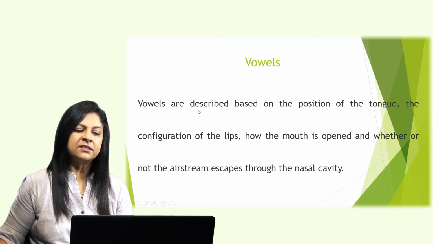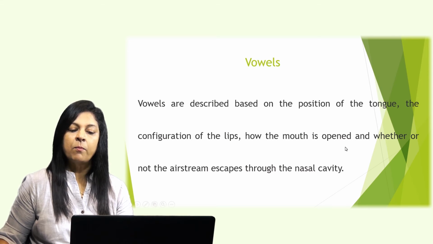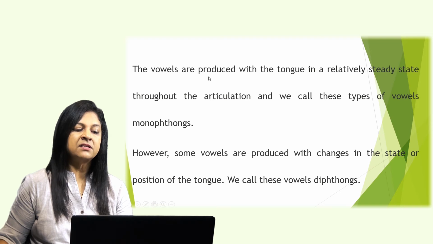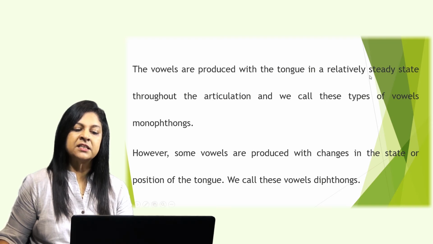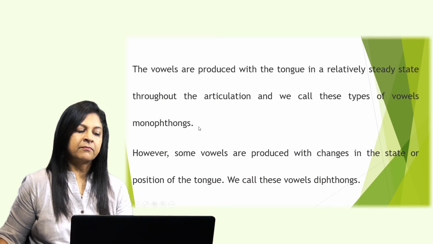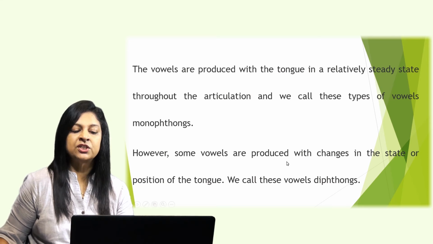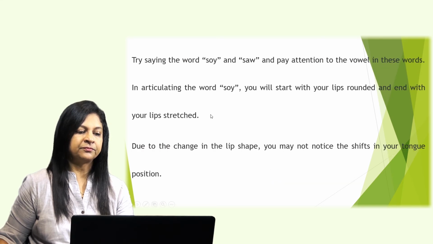Vowels. Vowels are described based on the position of the tongue, the configuration of the lips, how open the mouth is, and whether or not the airstream escapes through the nasal cavity. Some vowels are produced with the tongue in a relatively steady state throughout the articulation, and we call these types of vowels monophthongs. However, some vowels are produced with a change in the state or position of the tongue. We call these vowels diphthongs.